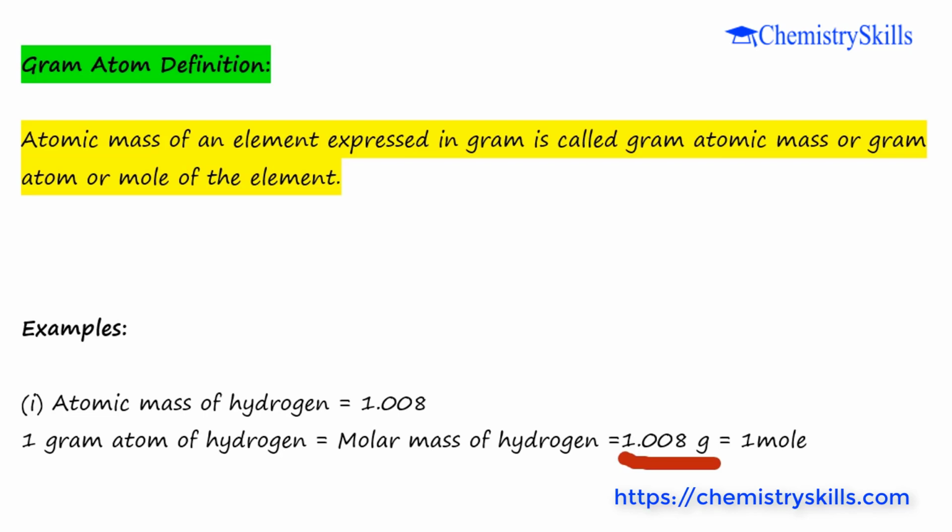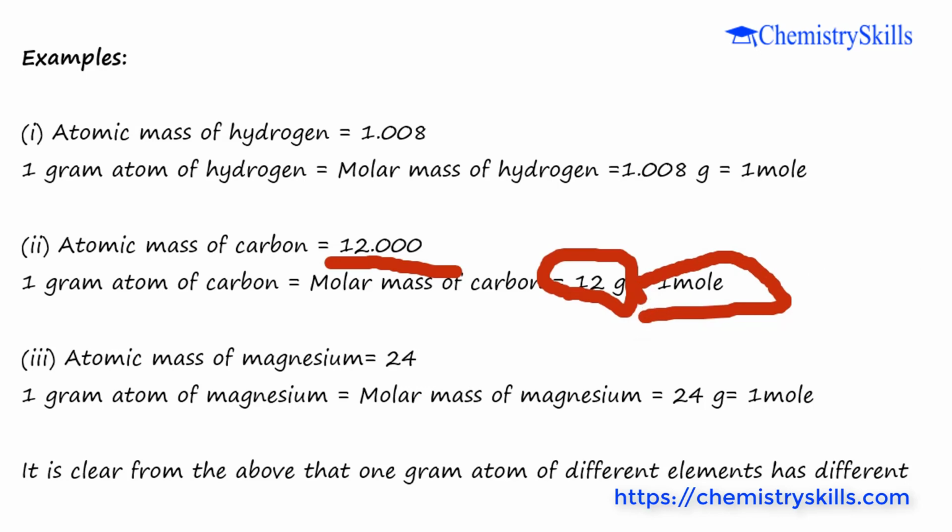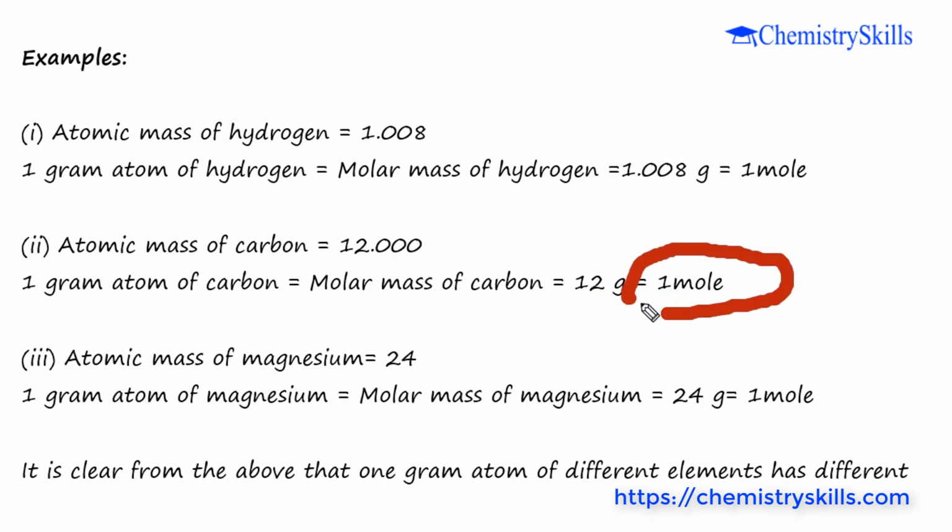Now let's take another example, a very standard one: carbon. As we know, the atomic mass of carbon is 12.000 AMU. If someone asks us to please give 1 mole of carbon, what will we do? We know that the atomic mass of carbon is 12, so we will represent it in grams. So 12 grams of carbon atoms will be equal to 1 mole of carbon.